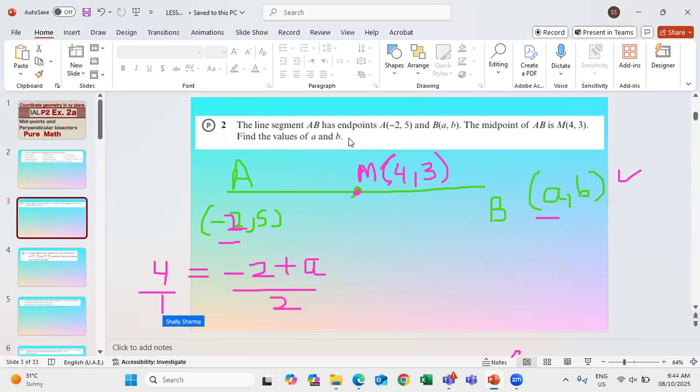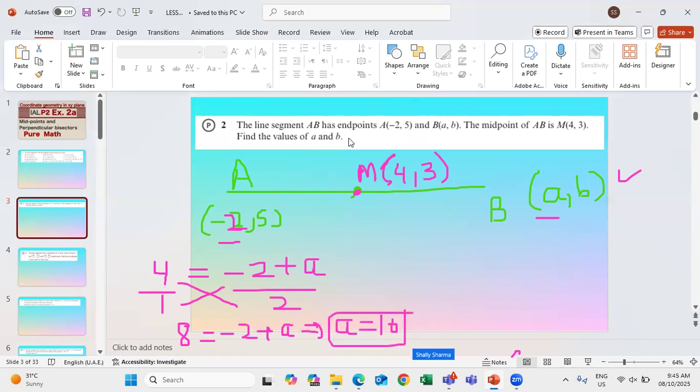So now we can solve this equation by cross multiplication. So 8 is equal to negative 2 plus A, or I can say A is equal to 10. Then second point is 3, that is the Y value of the midpoint, that is equal to, we will obtain by adding the Y values of point A and B. So 5 plus B divided by 2.